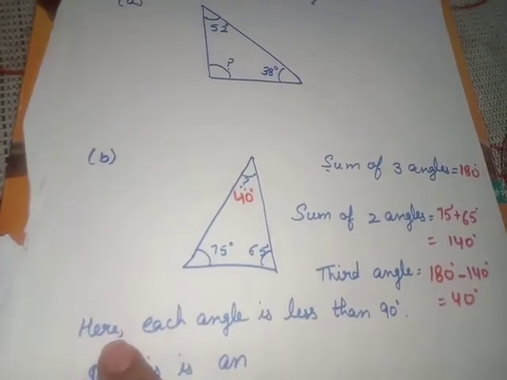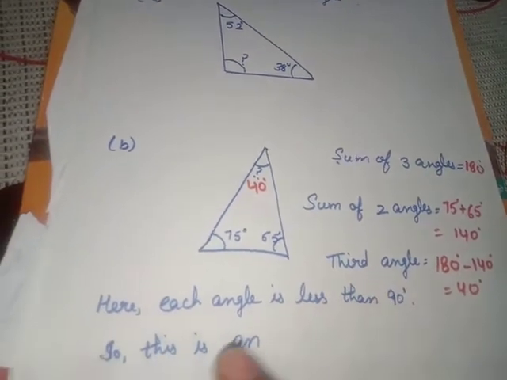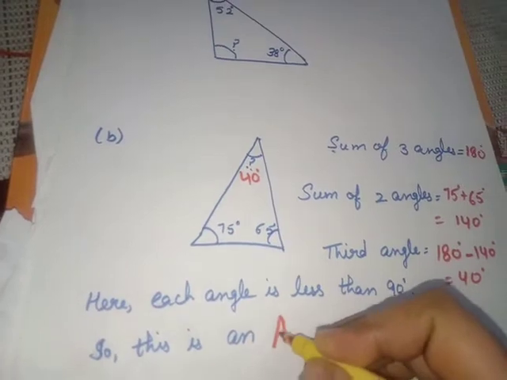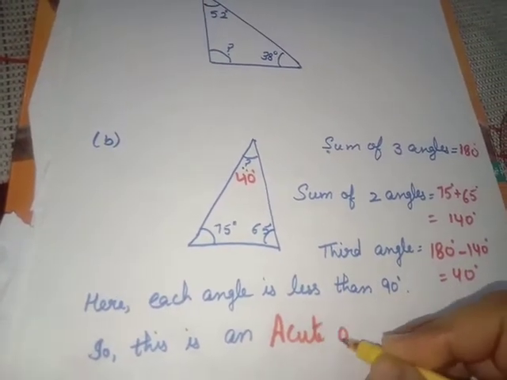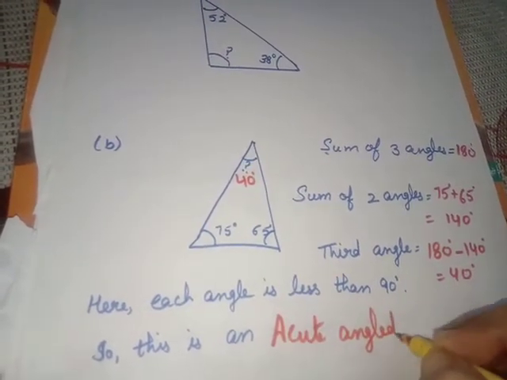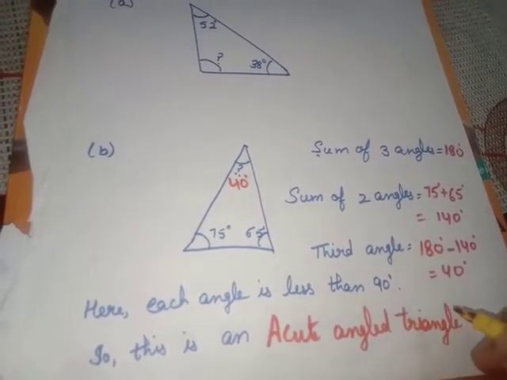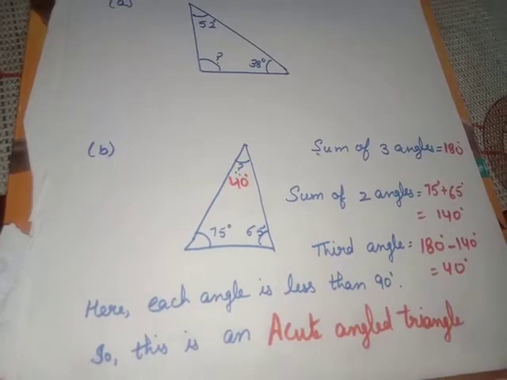So what will we write? Here each angle is less than 90. So this is, yes, this is an acute angled triangle. Okay. This completes our question number 5.